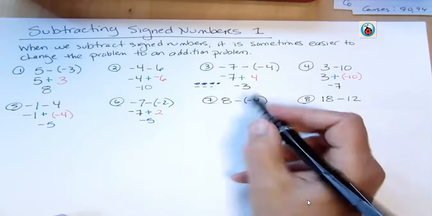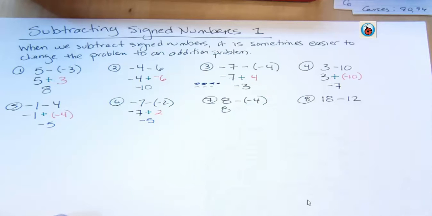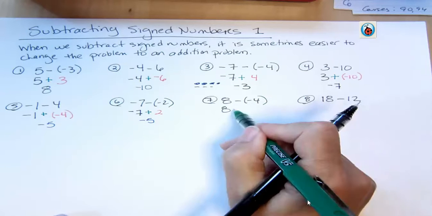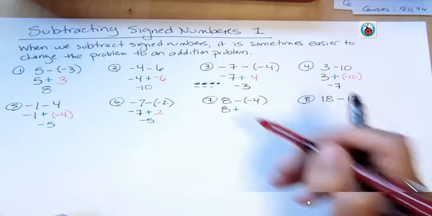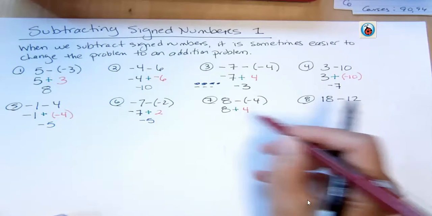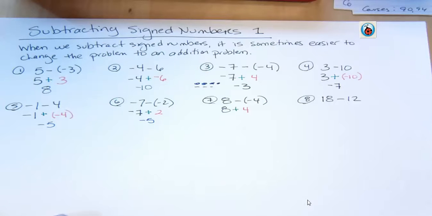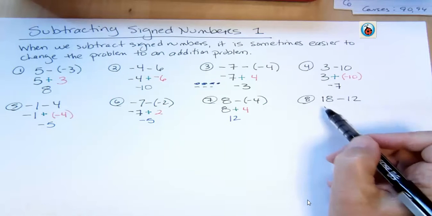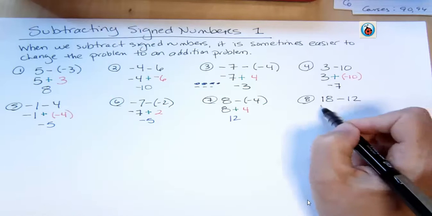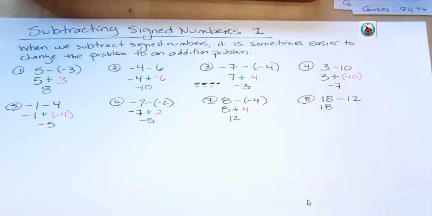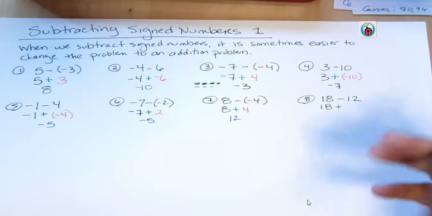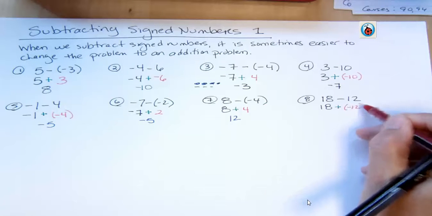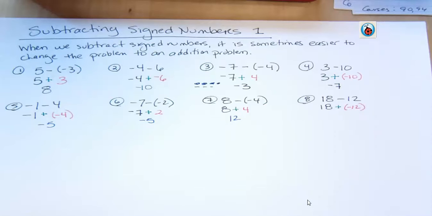In the next problem, I'm not going to change the first number. I'm going to change subtraction to addition, and then I'm going to change the sign of the next term. -4 changes to +4. 8 plus 4 is 12. And for the last one, I don't need to change that. 18 minus 12 is 6. We know that. But to follow the process and see that it always works, the subtraction becomes addition. I'm going to change 12 to -12. I have more positives than negatives by 6.